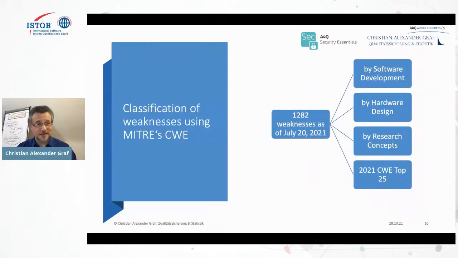Okay, now we go for the common weakness enumeration, and this is even more comprehensive than the CAPEC. So we have 1,282 weaknesses as of July 20, 2021. That was when the website which shows the number of weaknesses on the list was last updated. At least I checked yesterday, and the date was still the same. And you can also sort and categorize them by weaknesses in software development, by weaknesses in hardware design, by research concepts. And since there are so many that you can't look for them all, there's a top 25.